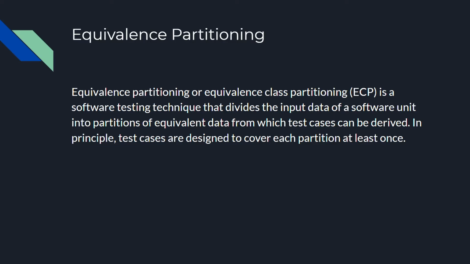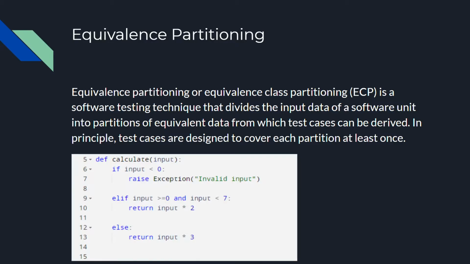So for example, here's a simple piece of code to calculate something. There's an input, and if the input is less than 0, throw an exception. Between 0 and 7, it multiplies by 2, and else it returns multiplied by 3. So this is a simple function. Maybe it's associated with some UI in a web page or some program that takes the input. Equivalence partitioning means asking what values are similar, so how are you going to group them?